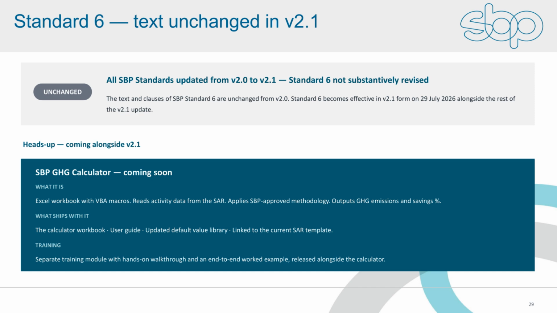A heads up on what's coming alongside 2.1, the SBP GHG Calculator. This is an Excel workbook with VBA macros that reads activity data from the SAR, applies SBP approved methodology, and outputs GHG emissions and savings percentages. It ships with a user guide, an updated default value library, and is linked to the current SAR template. There will be a separate training module with a hands-on walkthrough and an end-to-end worked example released alongside the calculator.